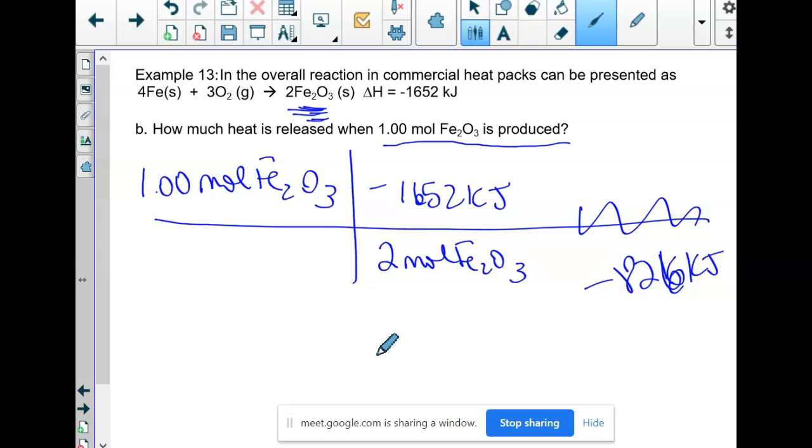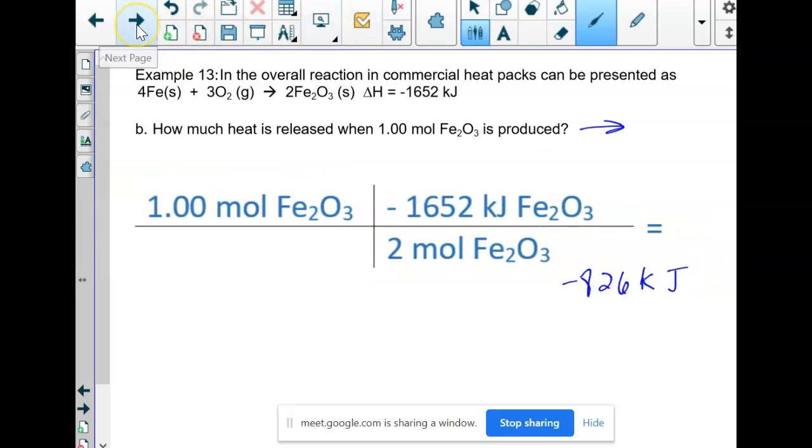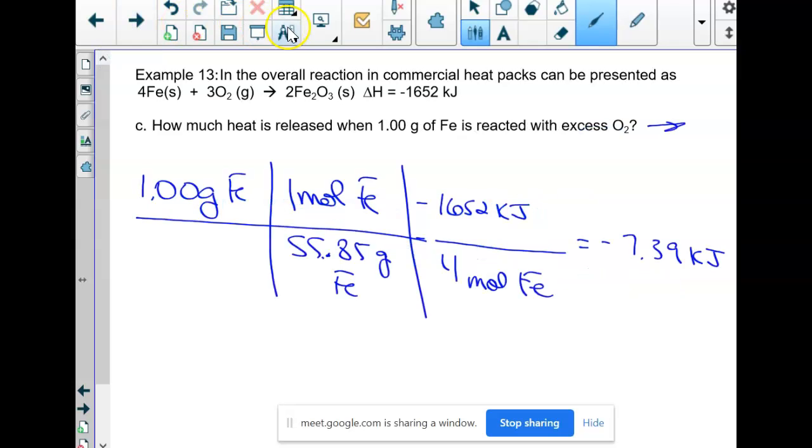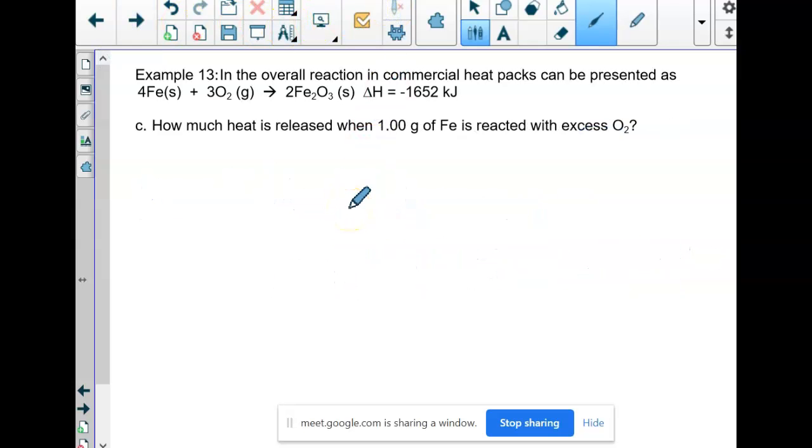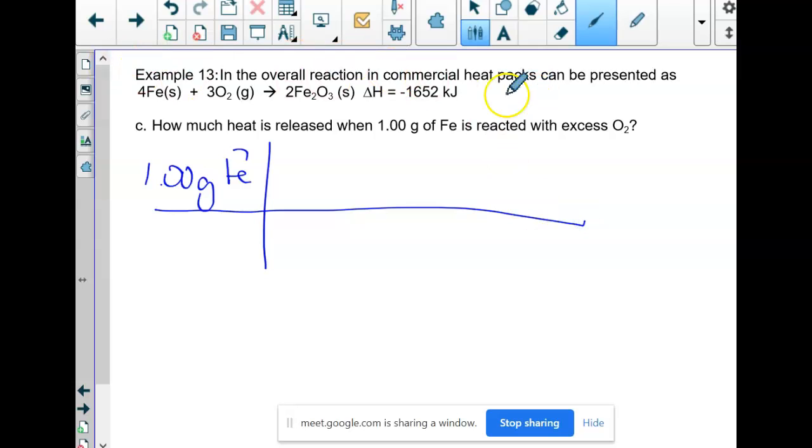Okay, questions about that one? That was a negative 826. All right, let's look at 13C. All right, so we're going to start with the only number given to start with, 1 gram of Fe. Now to use the balanced equation, I've got to get moles. So I know there are 55.85 from the periodic table grams of Fe for every 1 mole. Remember, periodic table number is always per 1 mole.